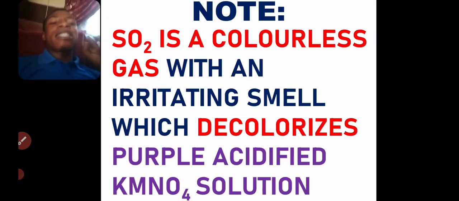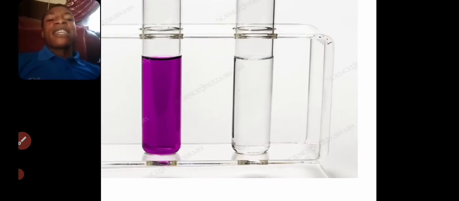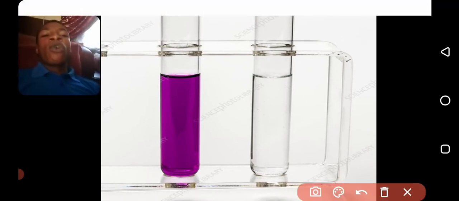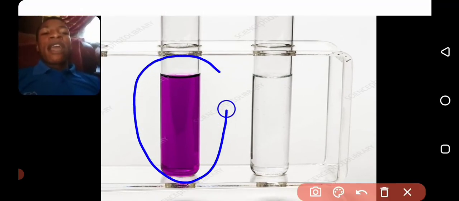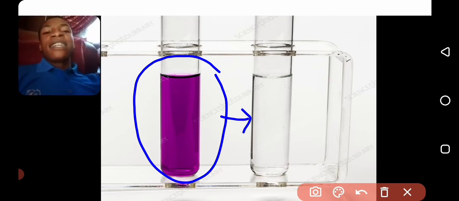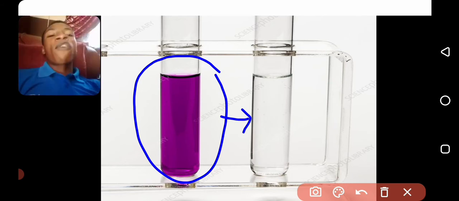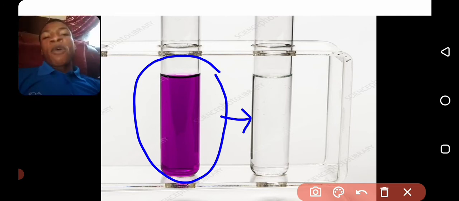A colorless gas with irritating smell that decolorizes purple acidified KMnO4 solution. That is, it turns the purple color of KMnO4 to colorless. That is the meaning of decolorize. Decolorize means removal of color. So the color of acidified KMnO4 is purple.